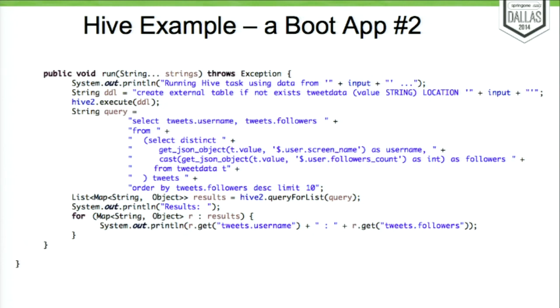And that gives me back a result list, like typical Spring JDBC. You query for a list, and you get back a list that has a map with a string and an object. In this case, the string will be the screen name, and the object will be the count for how many followers they have. So then I can just loop over that and print out the results of the query.